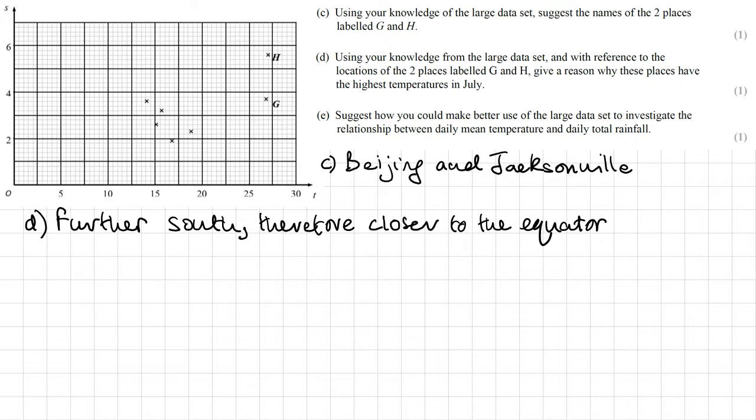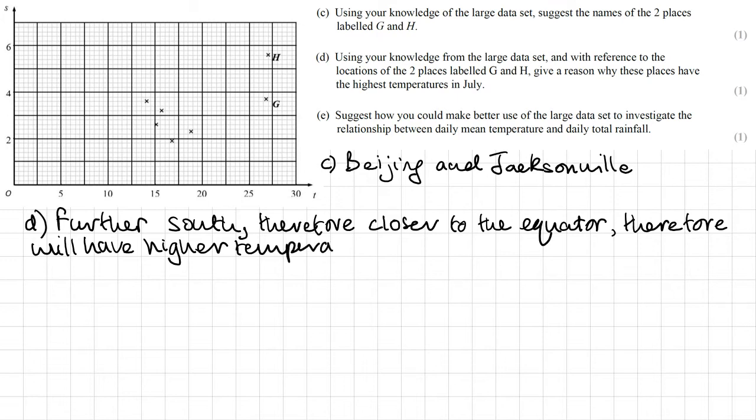and these were taken in July, weren't they? And in July we'd expect them to have warmer temperatures than the UK, in the northern hemisphere, even though they're further south, still in the northern hemisphere. So further south, therefore closest to the equator, therefore will have higher temperatures in July.